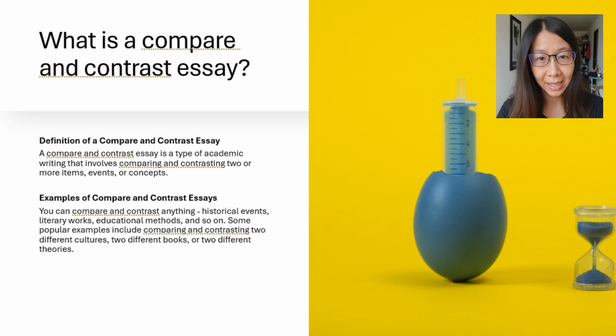Compare and contrast essays can cover a wide range of topics. For instance, you could compare historical events, such as the American Revolution and the French Revolution. Alternatively, you could analyze literary works, such as comparing the themes of two novels. Other examples might include comparing two different educational methods, like traditional versus online learning, or contrasting two different theories within the same discipline. The key to a successful compare and contrast essay is choosing subjects that have enough in common to compare, but are also distinct enough to contrast. This creates depth and interest in your analysis.